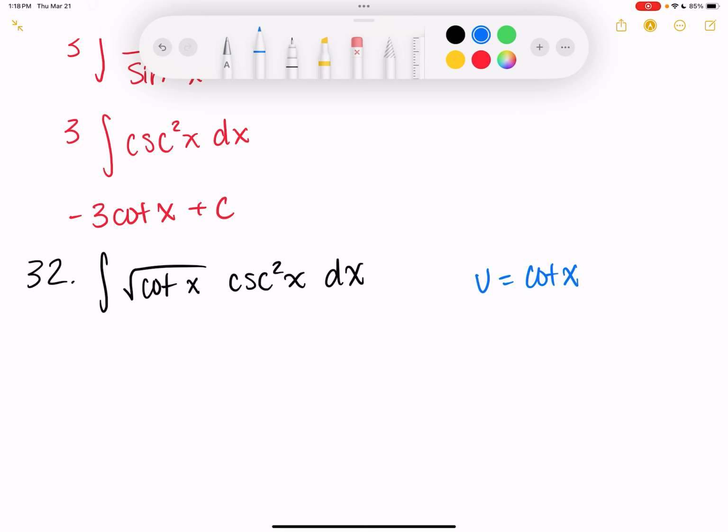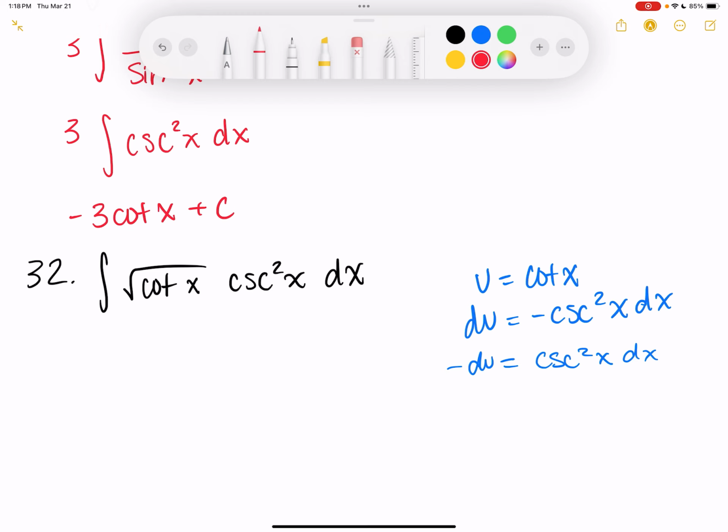So what's du? Negative cosecant squared x dx. That's why I wrote the x, I still need to have the x there. Now, do I have a minus cosecant squared of x dx in the integral? I don't have the minus, so I'm going to divide by the negative, so negative du is equal to cosecant squared x dx.